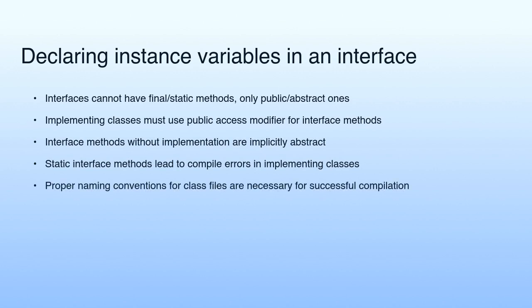Implementing classes must use the public access modifier for interface methods, and interface methods without implementation are implicitly abstract. Attempting to declare static interface methods will lead to compile errors in implementing classes. Proper naming conventions for class files are necessary for successful compilation.